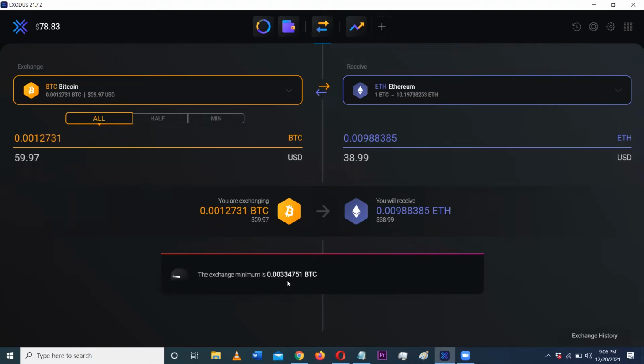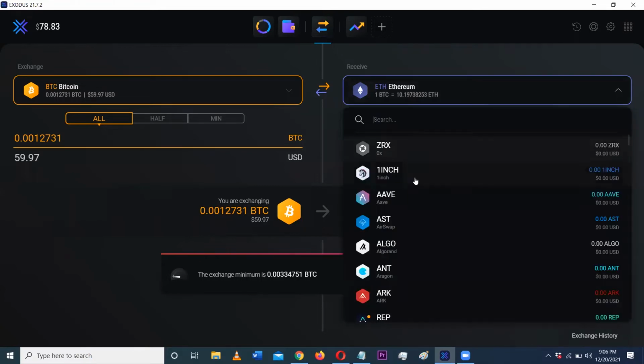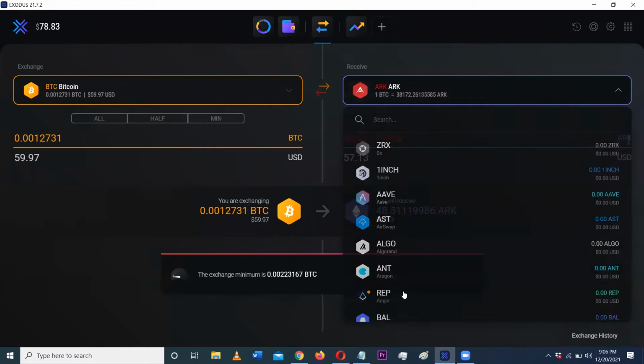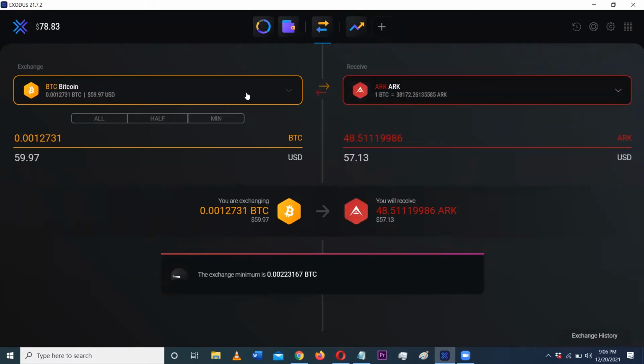Oh, okay, we have a problem. Exodus doesn't allow you to exchange less than 0.003. The thing about this is that I think the rate is different for every currency. So let me see. Let's see, ACK. Yeah, so I was trying to convert from Bitcoin to Ethereum. I've now changed it from Bitcoin to ACK, and now the minimum has changed. The minimum Bitcoin I can convert to ACK is 0.0022. So maybe let me try and find a coin that has a low minimum so I can convert to that.